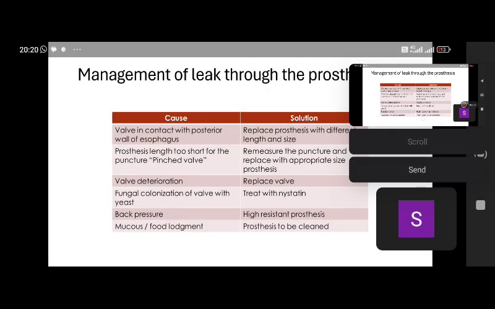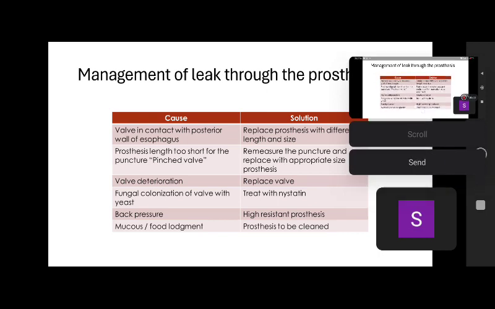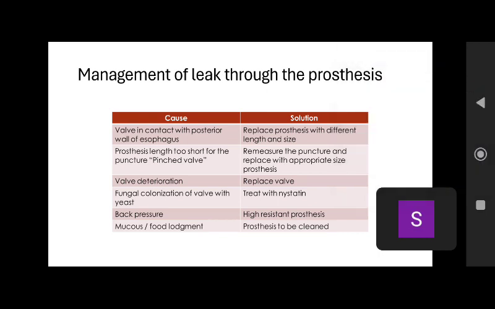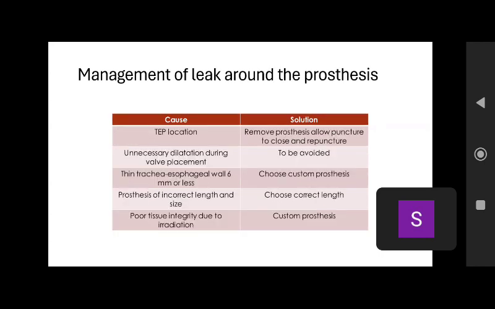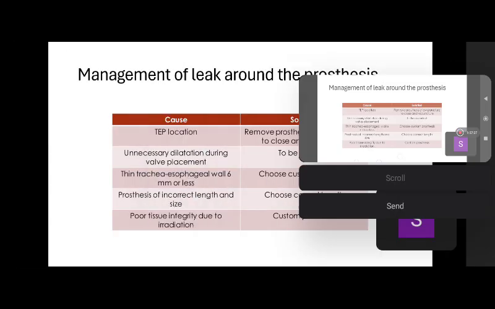If the valve is in contact with the posterior wall, you have to replace the prosthesis with a different length and size. And sometimes the prosthesis length is very short. It is a pinched wall. So you have to remeasure the puncture site and use the appropriate size. If the valve is deteriorated, the valve needs to be repaired. For fungal colonization, treat with nystatin. If there are back pressure changes, you have to use a high resistance prosthesis. Another is mucus plug dislodgement, for which the prosthesis needs to be cleaned. If the TEP location is inappropriate, you have to remove the prosthesis and allow the puncture to close.